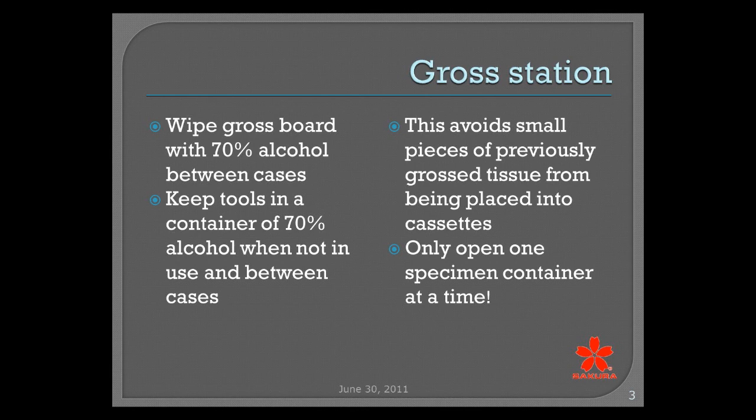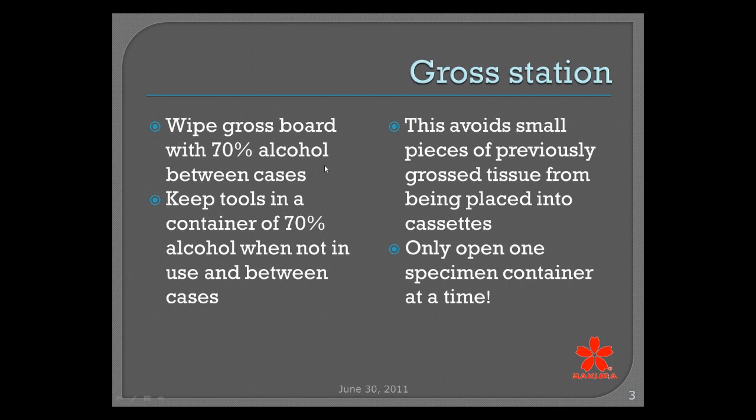So first of all, at the grossing station, there's a couple of things that you can do as you're grossing along in order to prevent specimen-to-specimen contamination. I always keep just a little squirty bottle of 70% alcohol at my grossing station, and I wipe down my grossing board with the 70% alcohol. It's just really simple. I just use a paper towel, wipe it down, and then go to my next case.